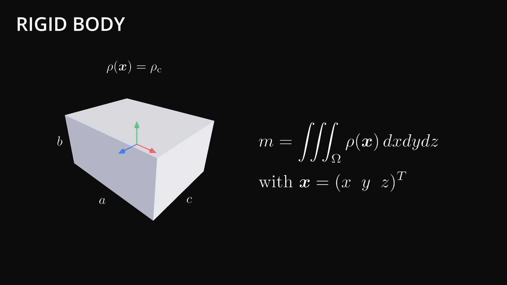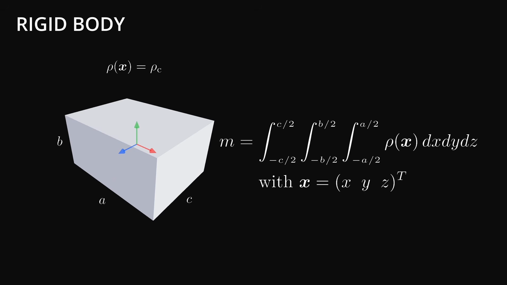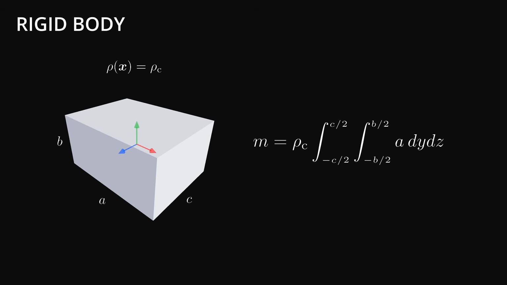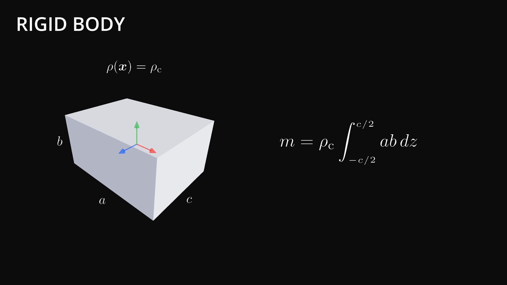The domain omega of this cuboid is just a negative halved side length to the positive halved side length for each dimension. And since the density is constant here, it can be factored out. Solving the integral by first integrating x, then integrating y, and lastly integrating z, the volume of the cuboid, a times b times c, is obtained. To no surprise, the mass of the cuboid is its constant density times its total volume.